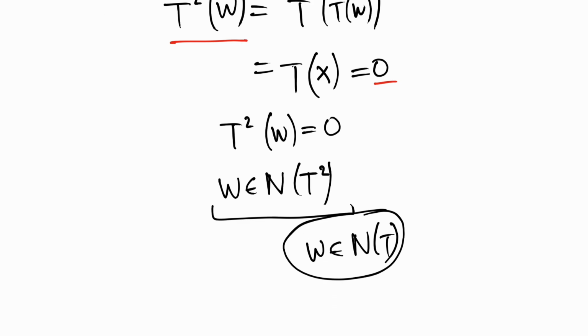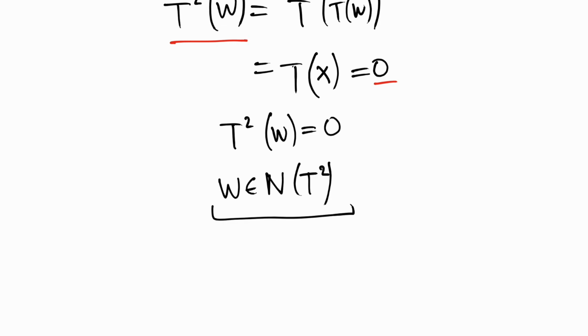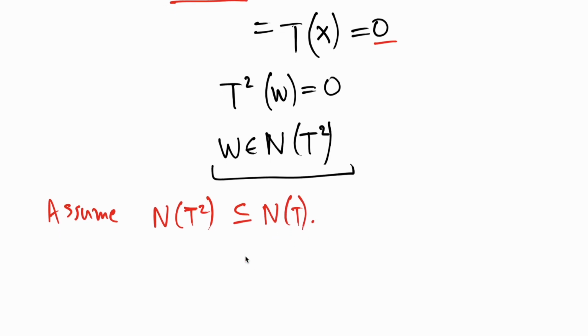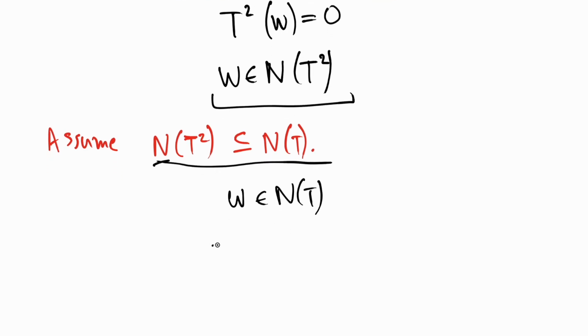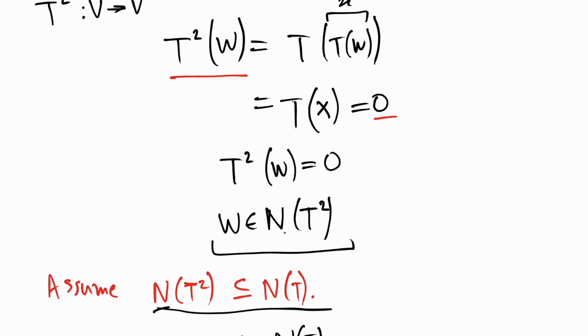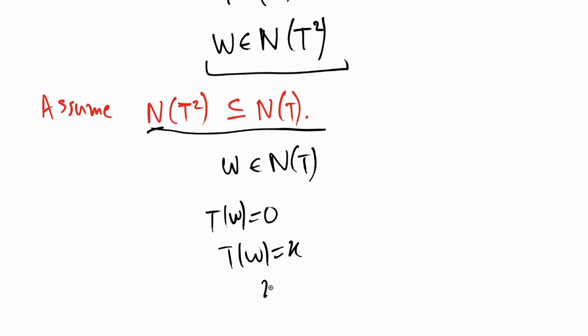Well, how do I do that? So let's assume that the null space of T2 is a subset of the null space of T. We've already deduced that W is in the null space of T2, and this assumption would imply that W is therefore in the null space of T. W being in the null space of T means TW equals 0, but we also know that TW is equal to X, right? That's what we wrote here. Therefore X is equal to 0.